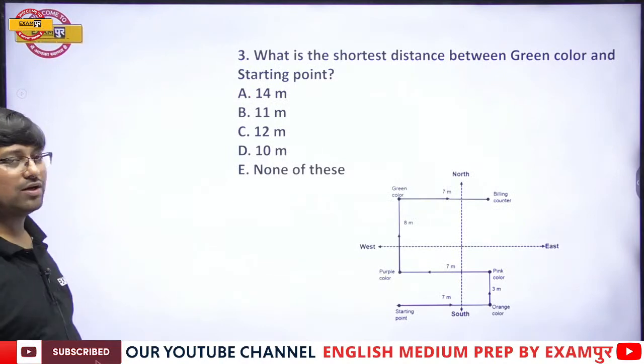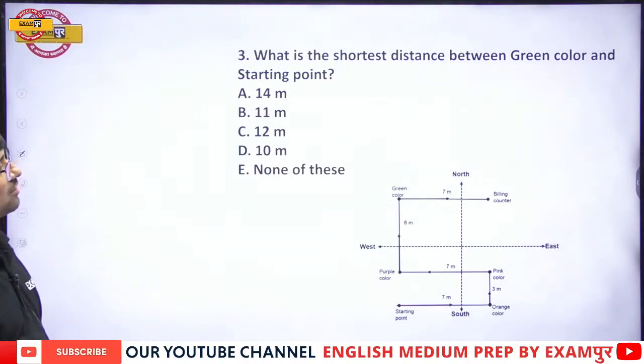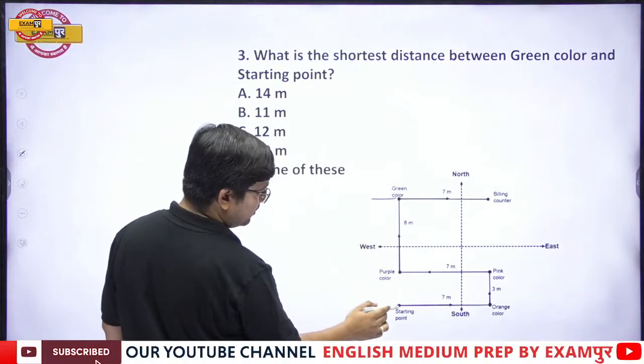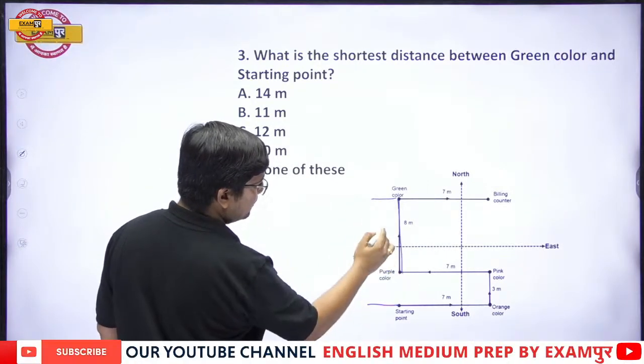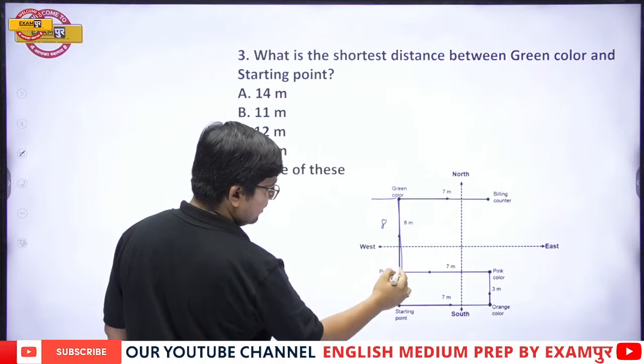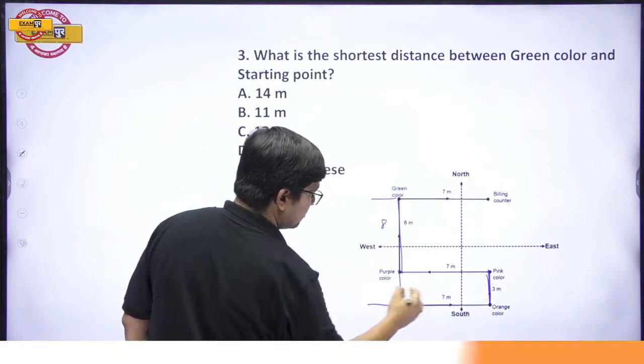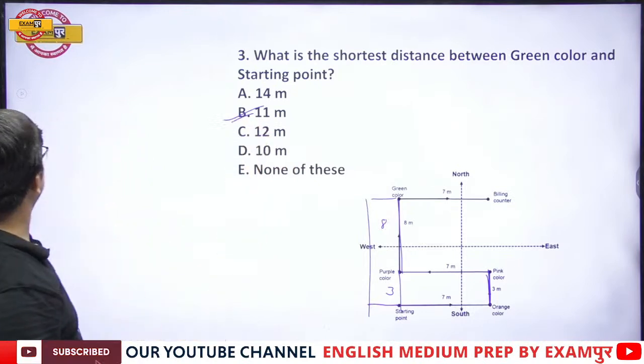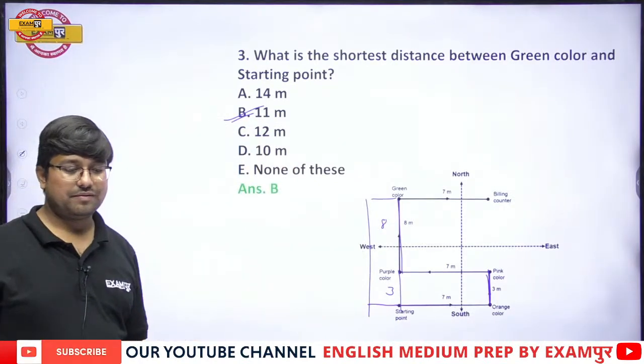Now let us come to the questions that have been asked. What is the shortest distance between green color and starting point? The shortest distance between green color and starting point: if this is 8 and this is 3, the total is 11. Answer is option number B, that is 11.